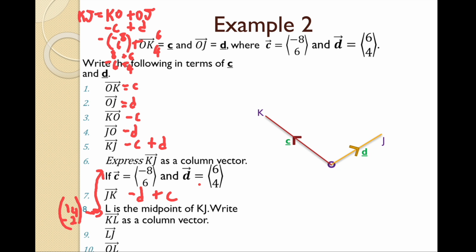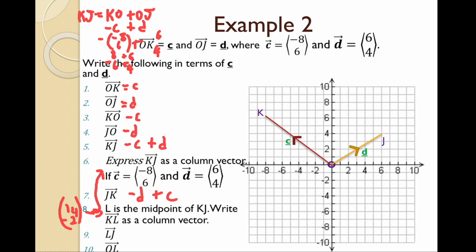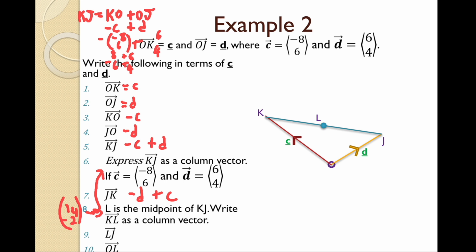The next part says L is the midpoint of KJ. So how do we write KL as a column vector? The first thing we need to do is find what K to L is. How would we do that? K to L is half of KJ. So now we could go from K to L, draw that midpoint, and then we have an idea of what it looks like approximately.